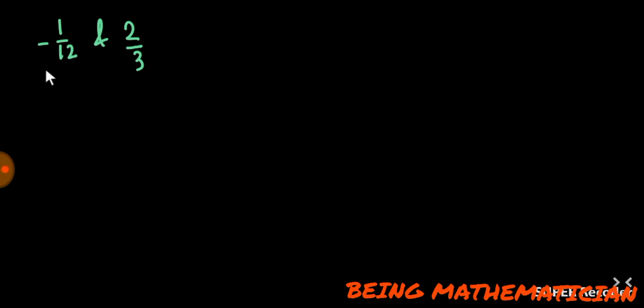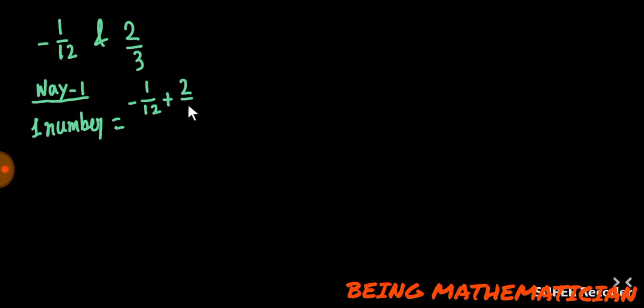So there are 3 ways to determine the rational numbers. Way 1. This way is very simple. Take the two numbers, add them, and divide by 2, and this will be 7 by 24, which is between minus 1 by 12 and 2 by 3.